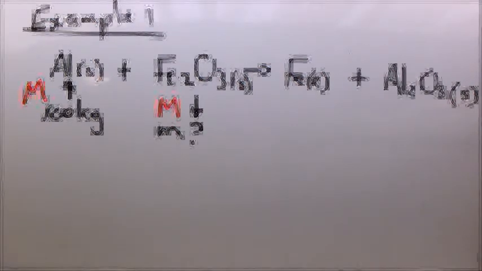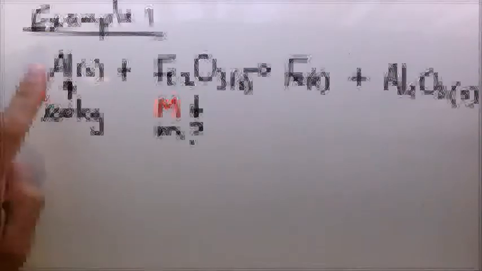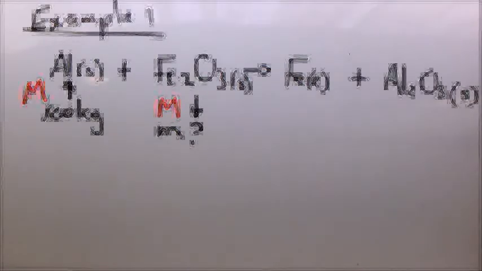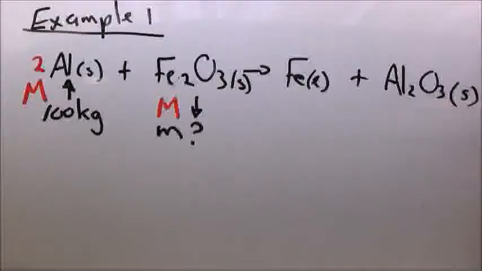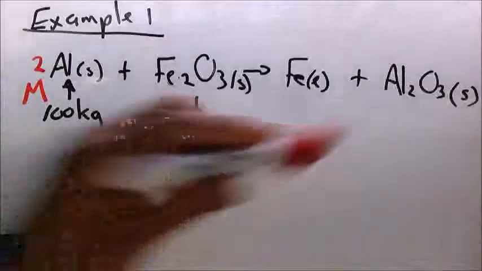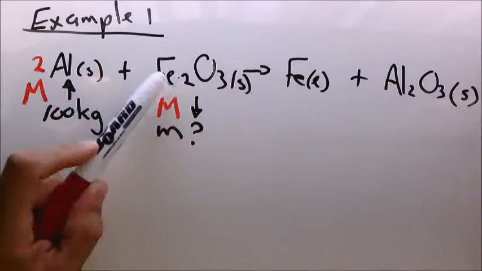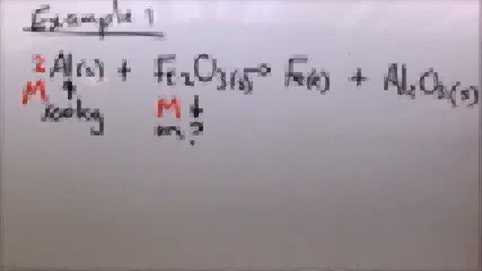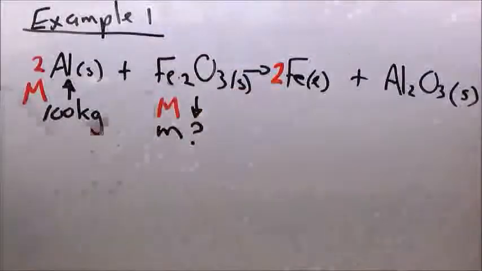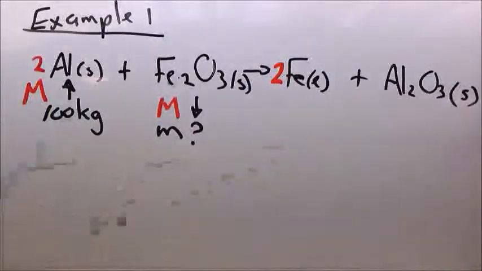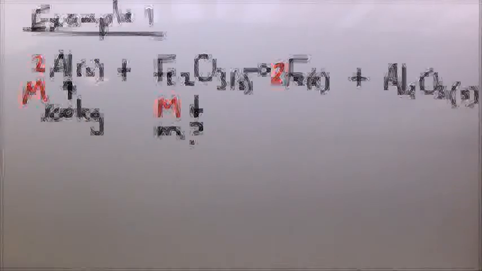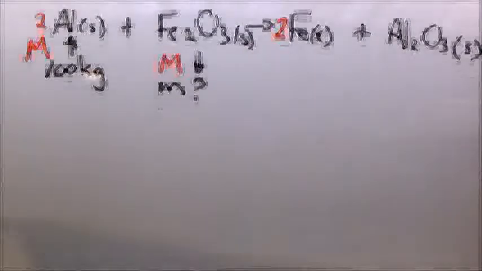Okay, first things first, let's balance this equation. We've got one aluminium, 2 on that side, so we're most probably going to have to put a 2 there. Okay, 2 aluminium, 2 aluminium. 2 iron, 1 iron. So we have to put a 2 there with iron. 3 oxygen, 3 oxygen. Okay, it is balanced. Now we can start the actual calculations.